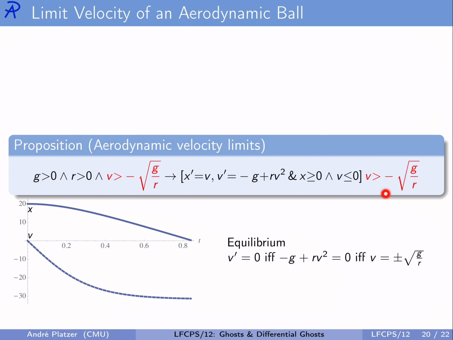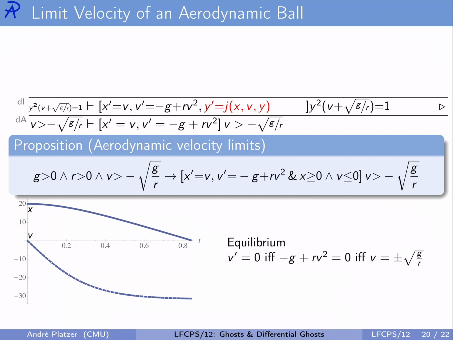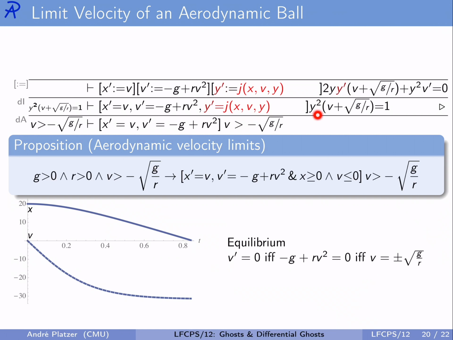We keep on approaching this limit velocity, but we never reach it, which means we need a differential ghost for the job. Proving that it is above this limit velocity will enable us to prove that with a differential ghost we make up arbitrarily y squared times the velocity plus the square root of g over r is zero, because if that's the case, then clearly the velocity must be above this value, because otherwise it wouldn't multiply up to one. So we continue the differential invariance proof for this.